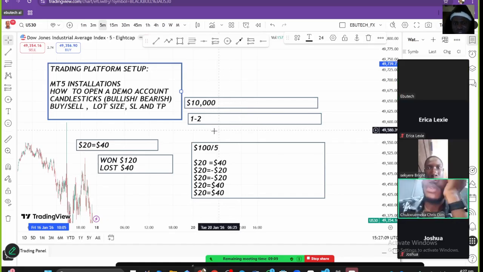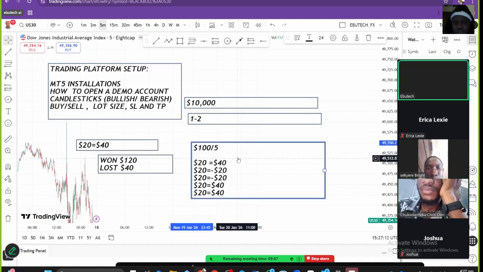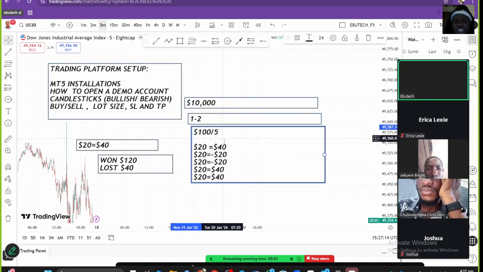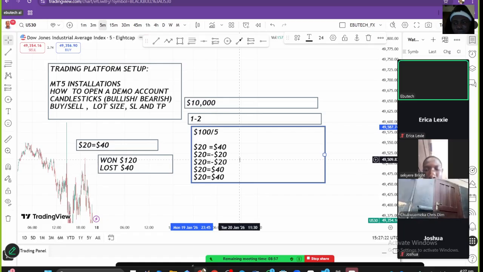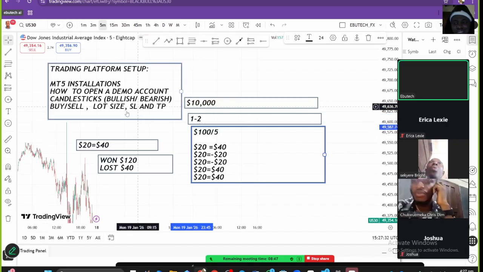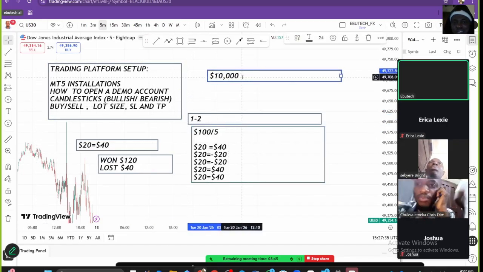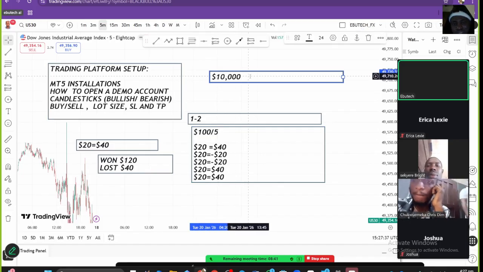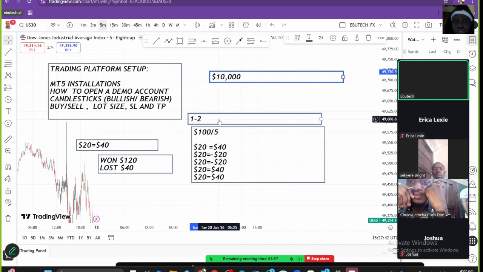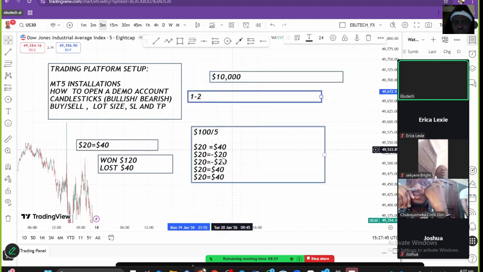Then the second question: it is not a must that you trade these 5 trades in a day. Are you guys getting it? It's not a must that you trade these 5 trades in a day. Remember, what you are risking generally in this account is just 1%. What you are risking generally is just 1%.